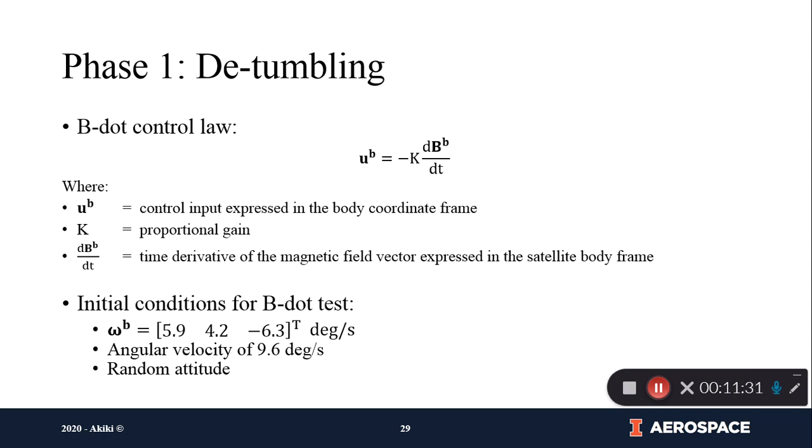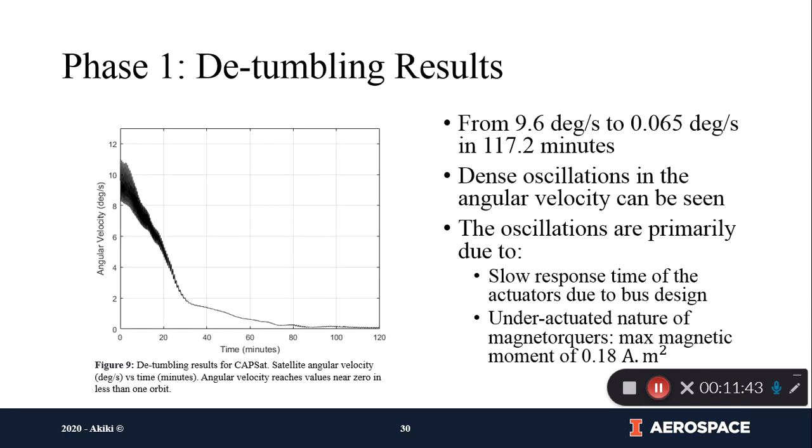The first test we performed is the detumbling. We are using the B-dot control law for CubeSat. The initial conditions for this test were set to have really high angular rates of 9.6 degrees per second. The angular rate decreased from 9.6 degrees per second to about 0.065 degrees per second in 117 minutes.